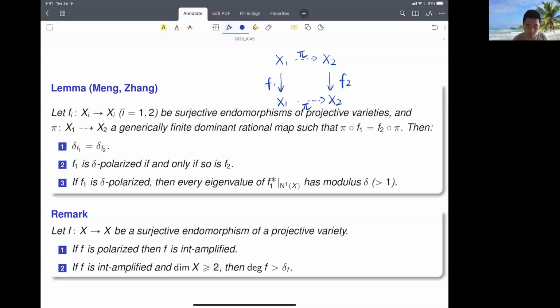The last one is if F1 is delta-polarized, then every eigenvalue of this linear transform F1 upper star on N^1(X1) has modulus equal to delta. By our definition, this delta is an integer greater than 1.